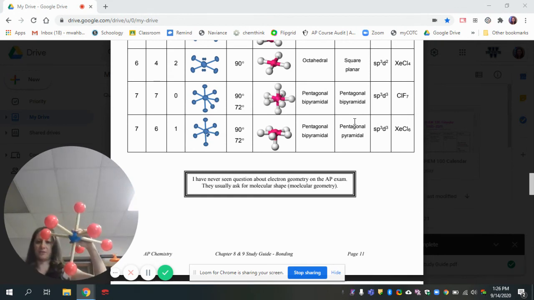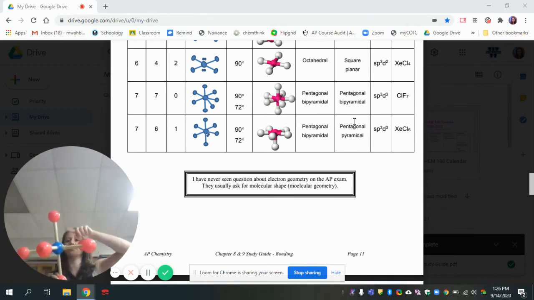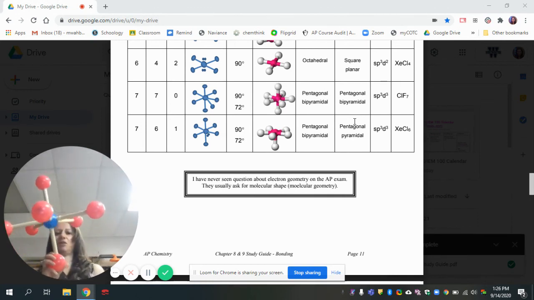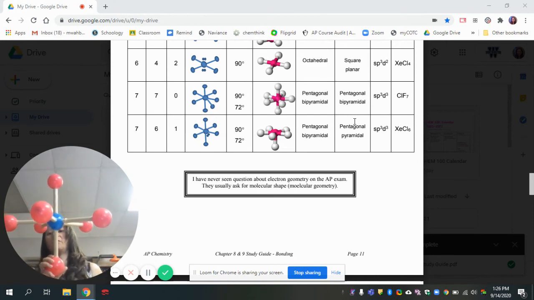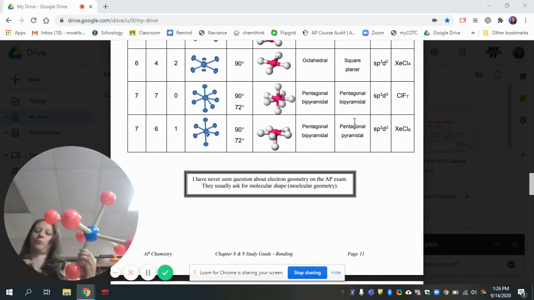Here it is. So you got 1 up, 1 down, and then you have 5 that are in the plane. Kind of looks like a Ferris wheel, right? 1 up, 1 down, and then 5 that are in the plane. So let's look at the bond angles. We still have the 90-degree angles here. Then these are 72 degrees apart, so 90 and 72. The shape of this is called a Pentagonal Bipyramidal.